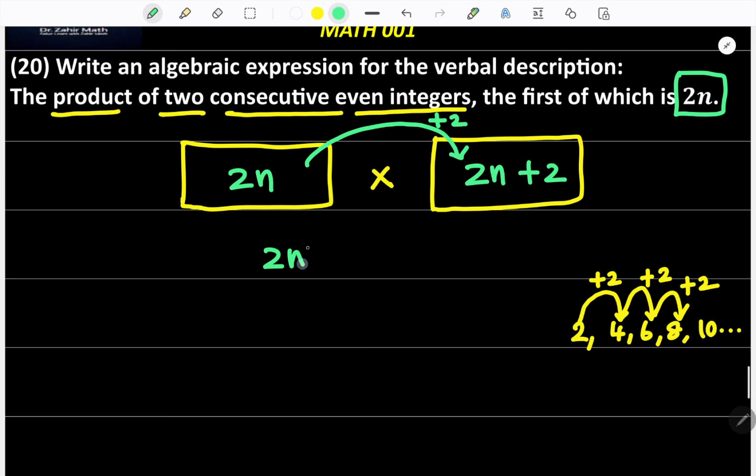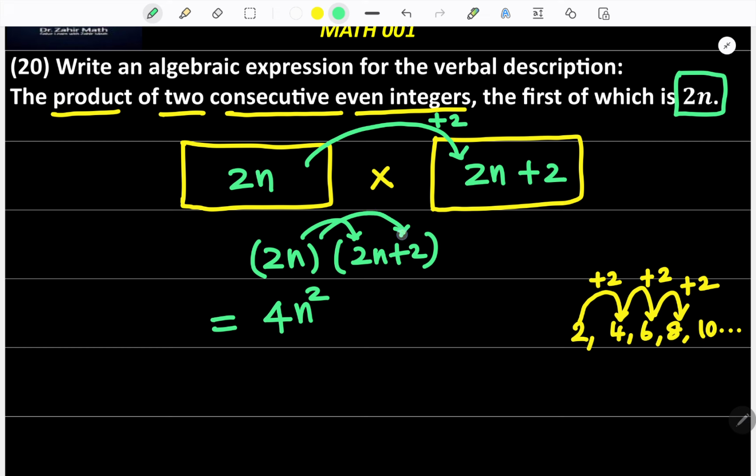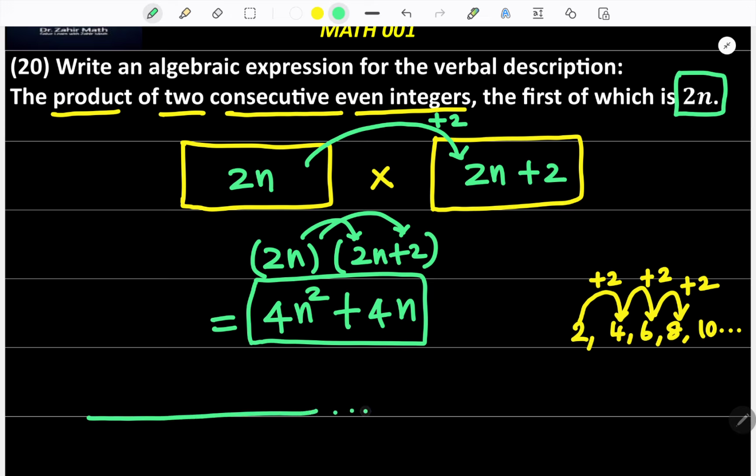What they are asking? Product. So 2n multiplied by 2n plus 2. So this equals, right? 2n multiplied by 2n is what? 4n square. 2n multiplied by this is what? Plus 4n. Clear everybody? Sorry, this is plus 4n. Right. So this finishes your module 2 revision for the exercise 1.1, 1.2, 1.3 and 1.4. Great work. We have completed 20 revision questions in less than 40 minutes from module 2, right?